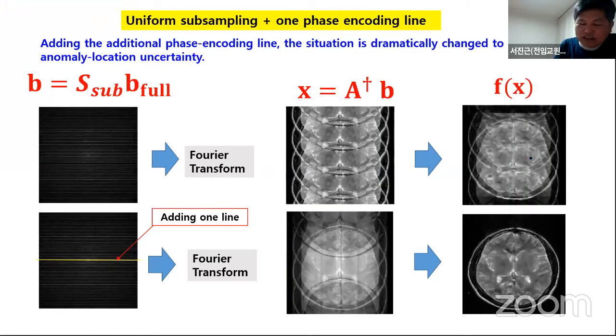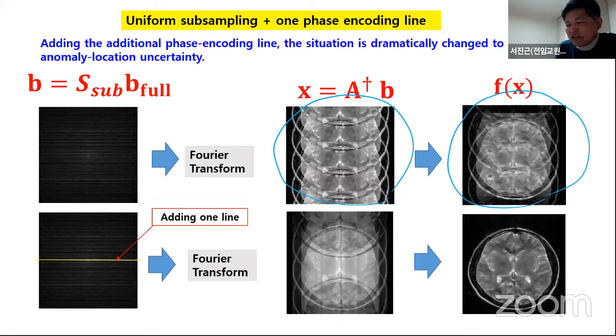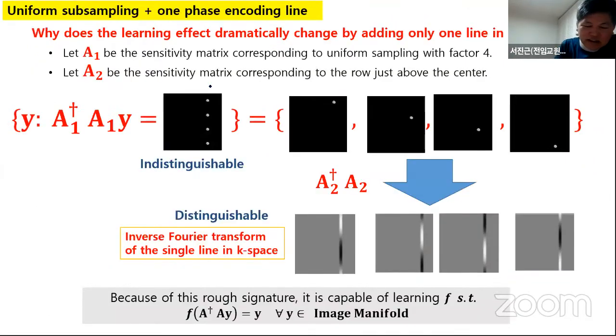So actually, this is a real test using deep learning. Here is the uniform sampling. Learning is poor, but if you add only one phase encoding line, the situation is dramatically changed. Adding an additional phase encoding line, the situation is dramatically changed. It's working very well. The reason is that this uncertainty is completely removed. There is a signature there. That's the reason why it's working well.